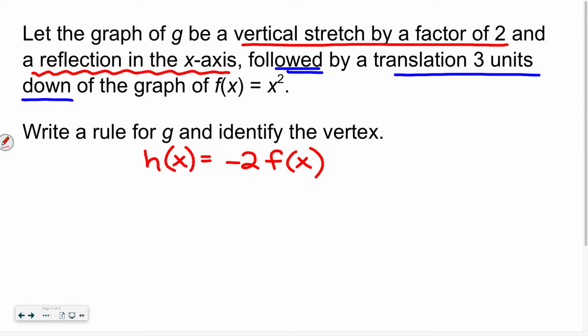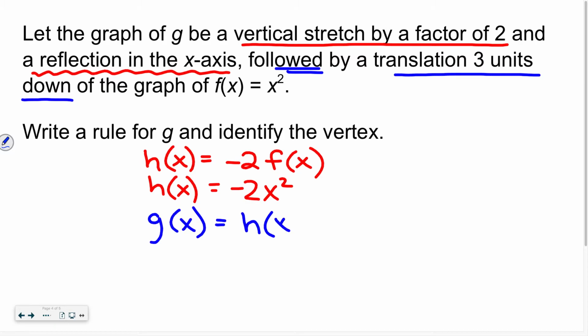So a vertical stretch and a reflection in the x-axis can be negative 2 times f of x. And f of x is just this function, x squared. So h of x is negative 2 times x squared. And I'm done with h of x. If I want to get the g of x, now I've got to take this equation, my h of x, and do the translation 3 units down. So remember, for g of x, if you're translating one function 3 units down, you're just going to take h of x, the y value, and subtract 3.